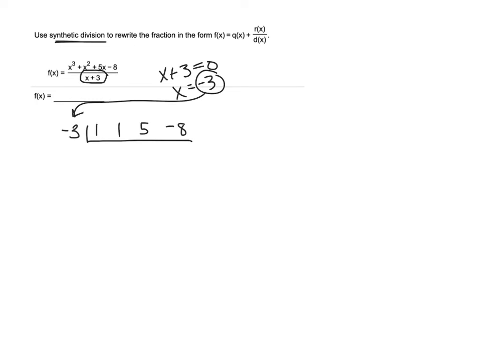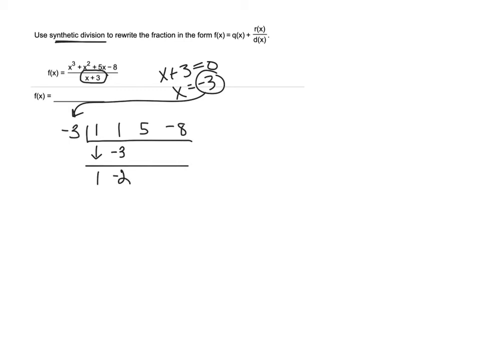Okay, so let's get started. To start it, you're going to bring the first number down. You always do that. And what you're going to do is you're going to multiply and add all the way down the table. So we're going to take 1 and we're going to multiply it by negative 3. You get negative 3, you put it in the next column, and then you add. So negative 3 plus 1, right, you add that column, you get negative 2. And then you start over again.